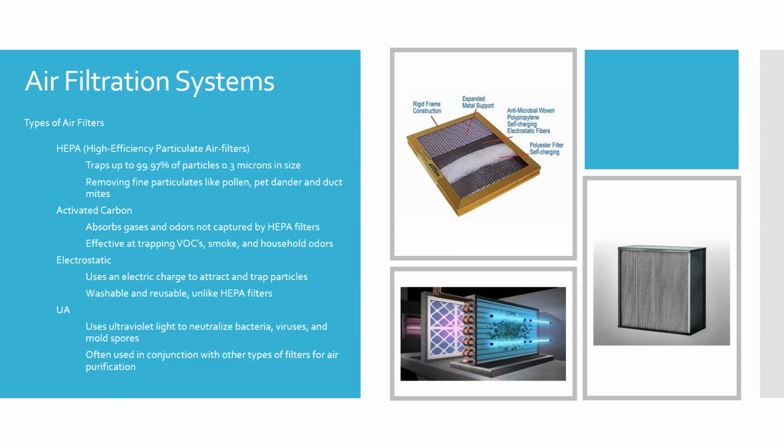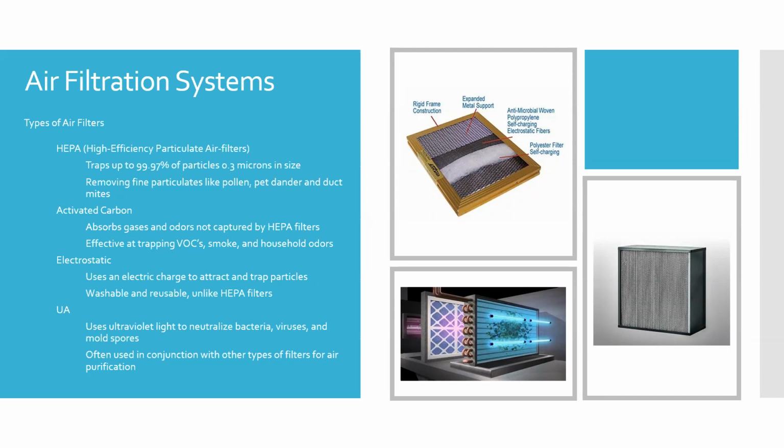So, air filtration systems. Another step in maintaining indoor air quality is air filtration systems, or filters in the HVAC. So here are a few different types of air filter systems, and we'll look at each one and its purpose. You have HEPA filters, which are high efficiency particulate air filters. These can trap up to 99.97% of particles down to 0.3 microns in size. They're ideal for removing fine particles like pollen, pet dander, dust mites, and tobacco smoke.